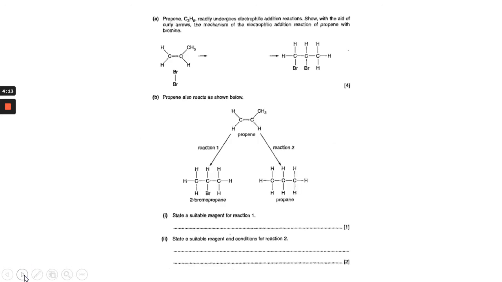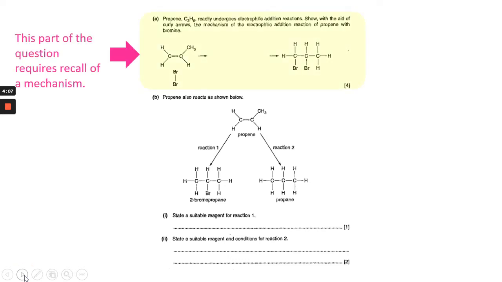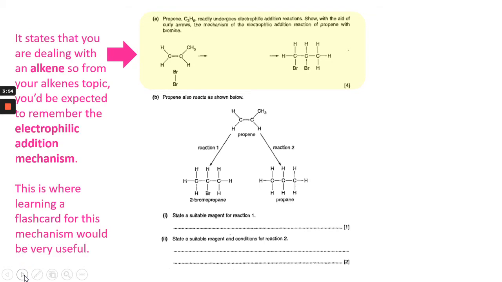I'm going to use as an example a straightforward alkenes past paper question. We know it's an alkenes past paper question because it shows propene. So we're recognizing the functional group and we're seeing that there's part of a mechanism that requires us to complete it, and that needs a bit of recall. So going back to the alkenes topic, you'd be expected to remember the electrophilic addition mechanism. So having a flashcard with this mechanism and having learned it would be very useful for being able to tackle a question like this.